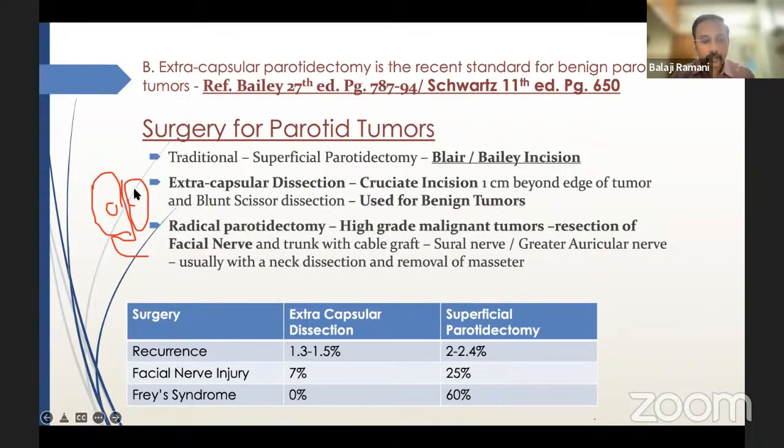Now, when you are operating on patients, there is another technique which can be done in today's world. Suppose the superficial lobe is there. Suppose the tumor is going to sit here. What you do in an extracapsular parotidectomy is you make a cruciate incision.